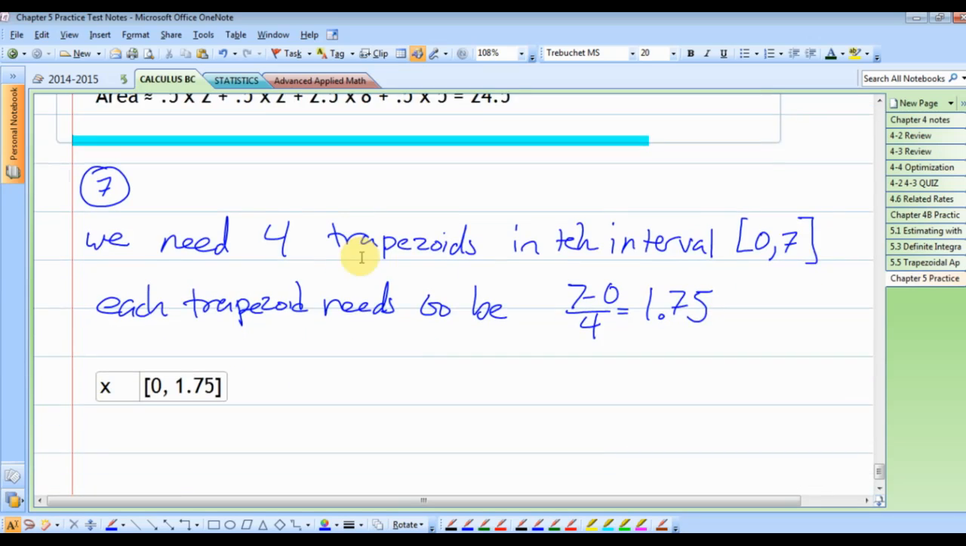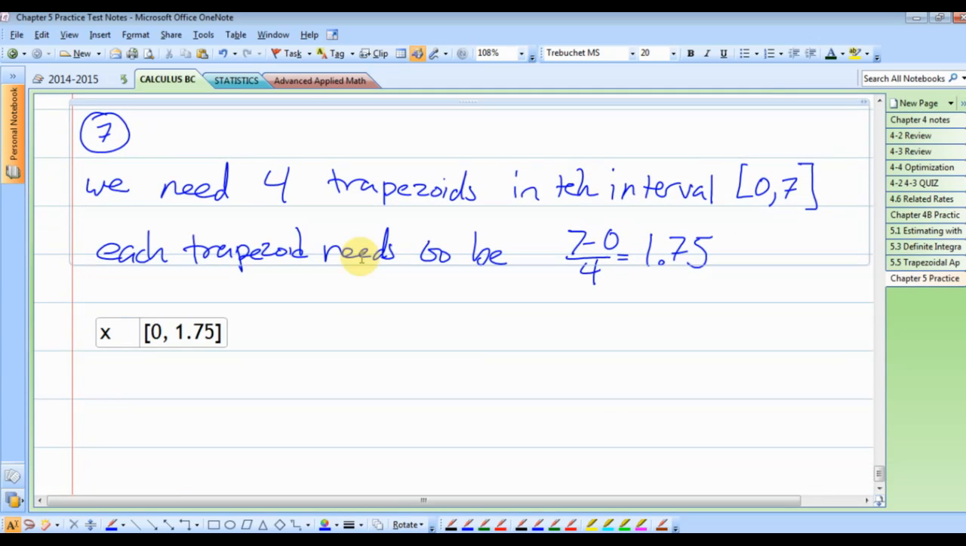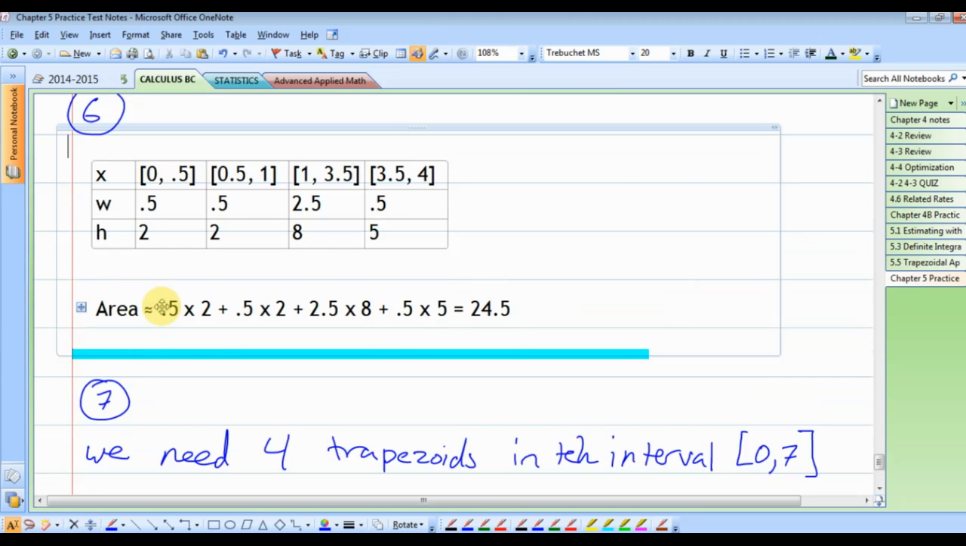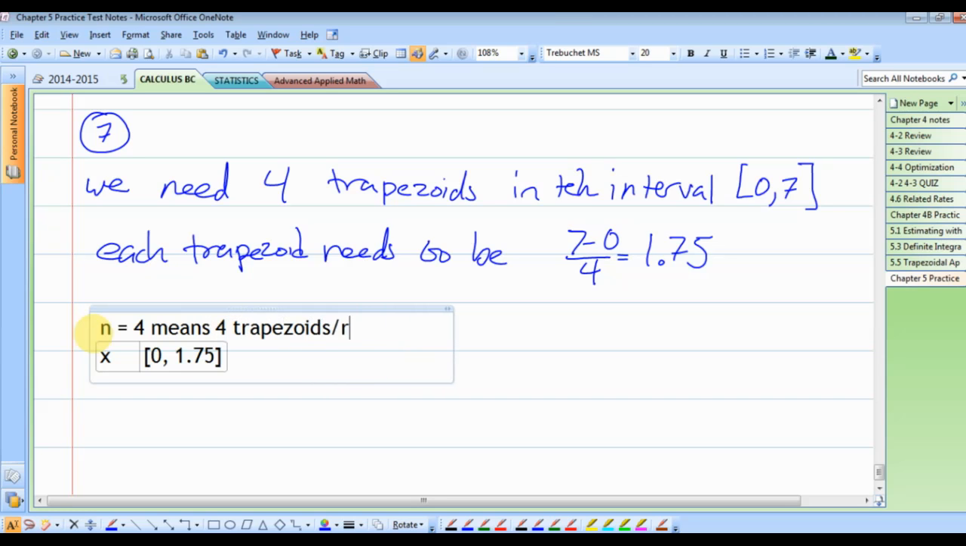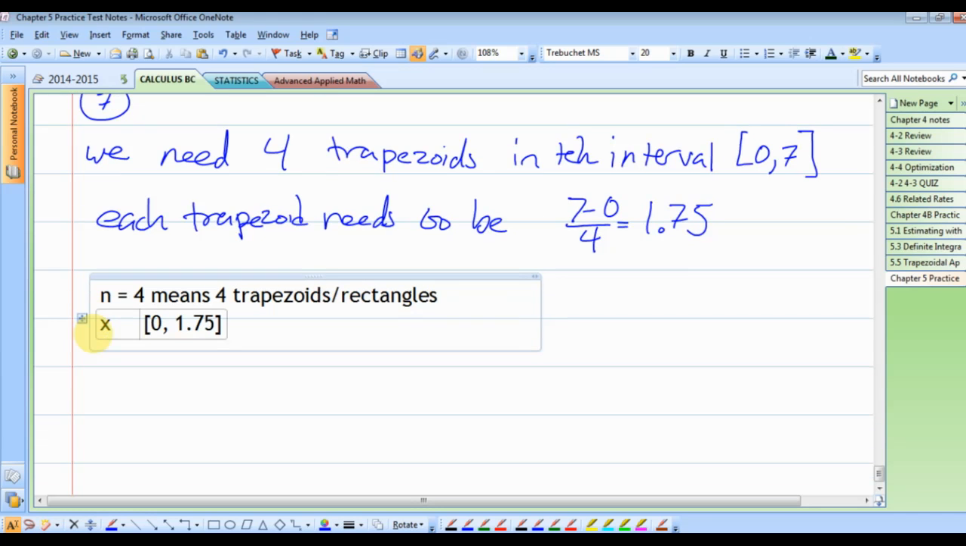When it says n equals 4, that means the number of trapezoids. Yeah, n equals 4 means 4 trapezoids. Making it n equals 4. Neat. Means 4 trapezoids and 4 rectangles.